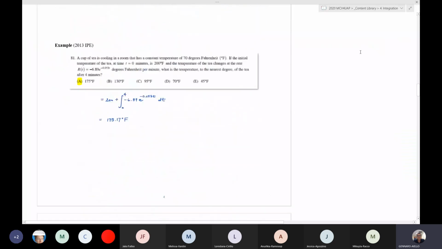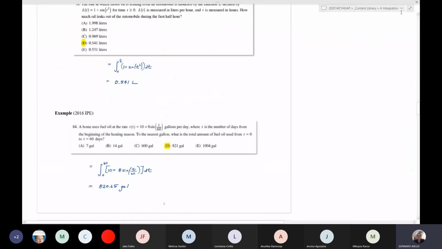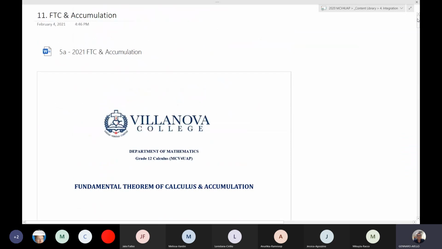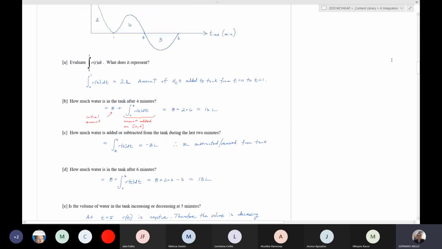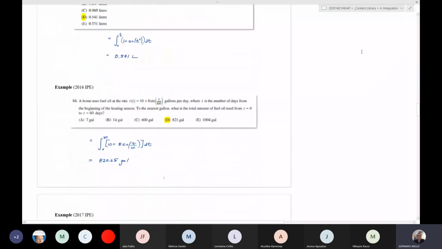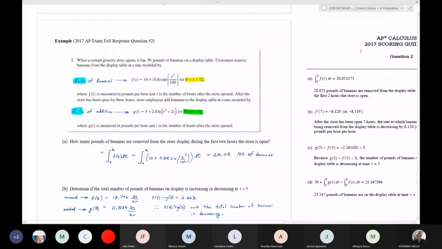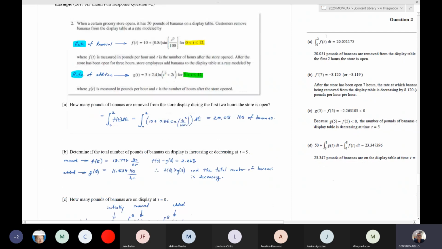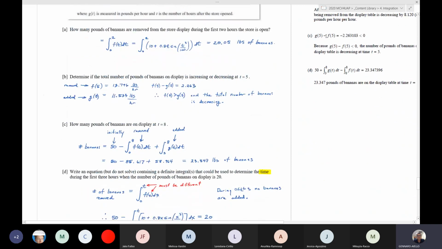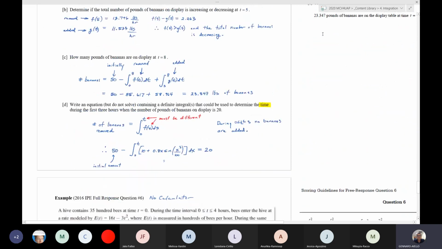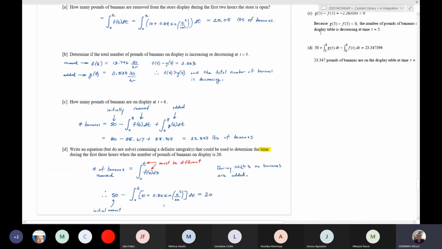So last class we got through this section here, 11, fundamental theorem of calculus and accumulation. We got to the end of this example here, the one where we were adding and subtracting bananas from a display table at a grocery store. Are there any questions on that before we go on to the next one? Or anything else for that matter that we covered last class?